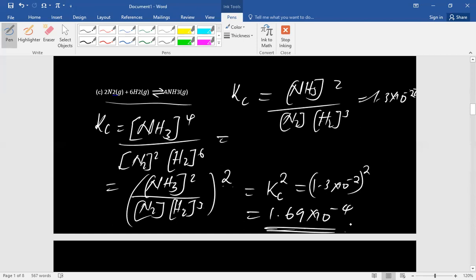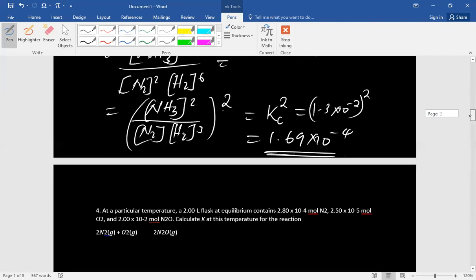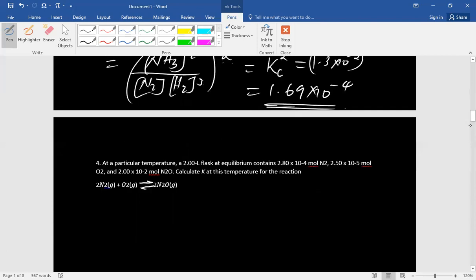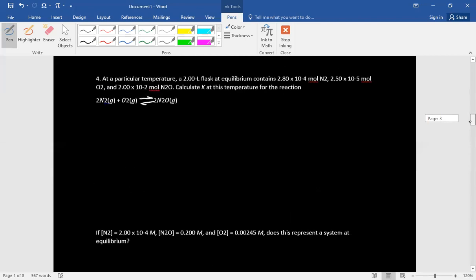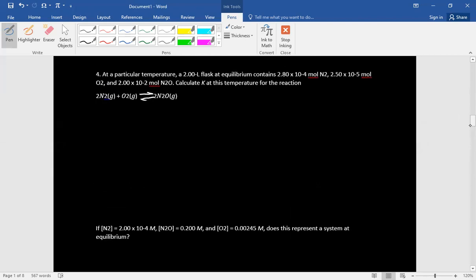In case you're wondering what the units are, we haven't been putting units anywhere. The equilibrium constant of any reaction is dimensionless. It's a dimensionless constant. It has no units. That's why I haven't talked of any units here.